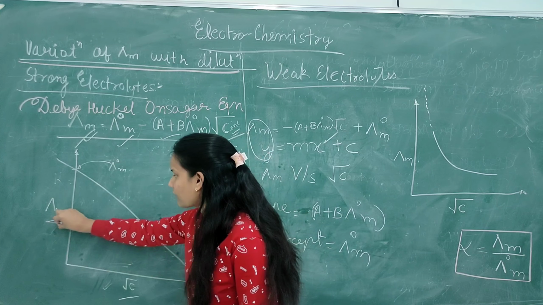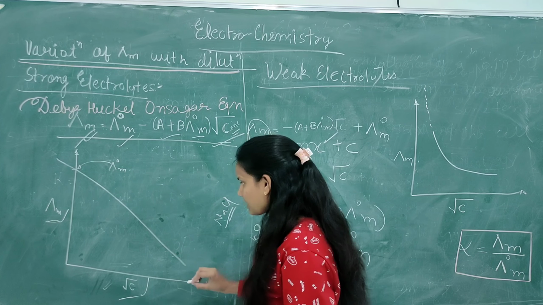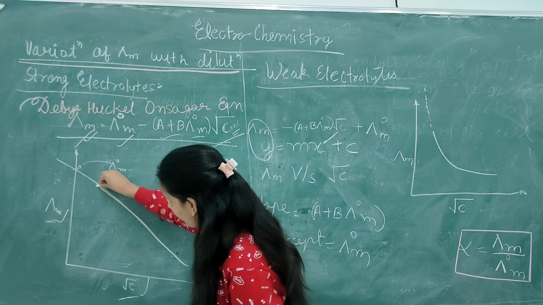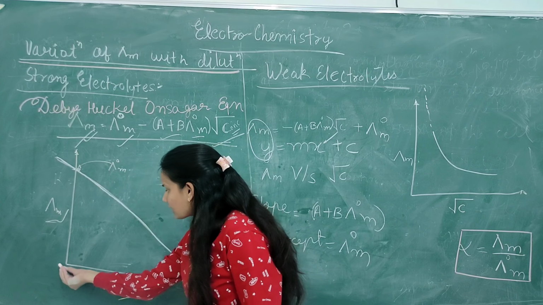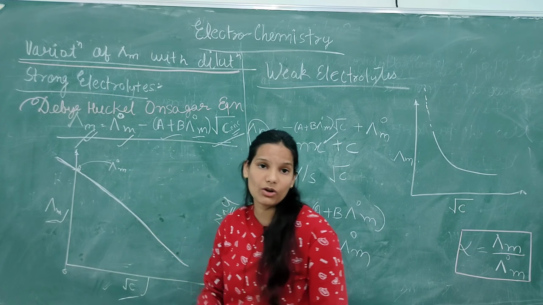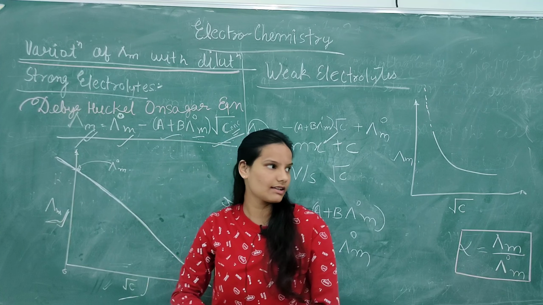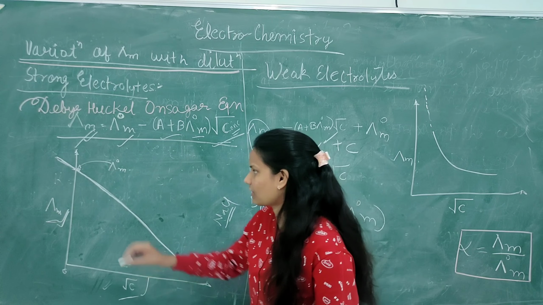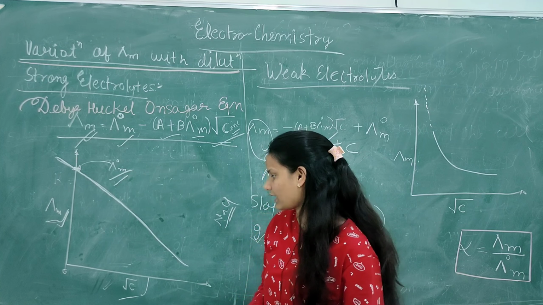When I was plotting a graph between molar conductance versus root c, I got a straight line. If I extrapolate this line towards the y-axis, at this point the concentration becomes 0. And at concentration 0, the molar conductance attains its maximum value, that is molar conductance at infinite dilution. So this value is lambda naught m.